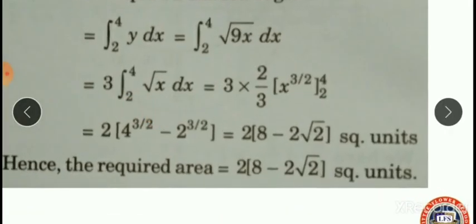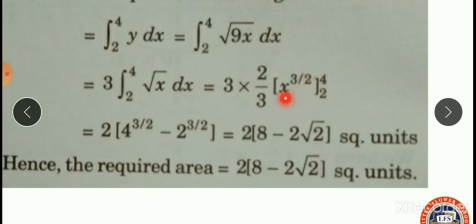That's why the required area is integration 2 to 4 y dx. Y means root 9x. That is, root 9 means it is 3. Here then root x, its integration is 2 upon 3 x to the power 3 by 2.